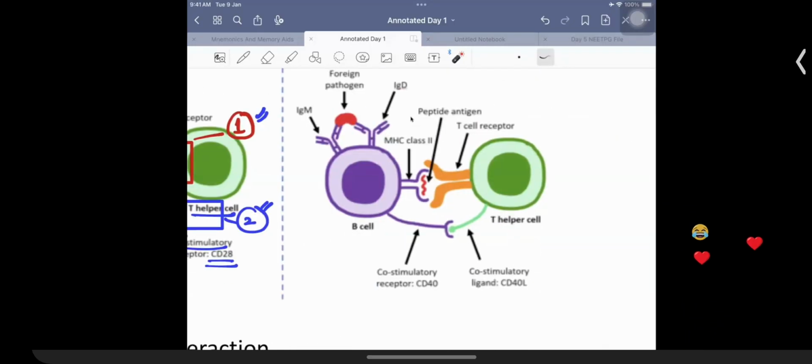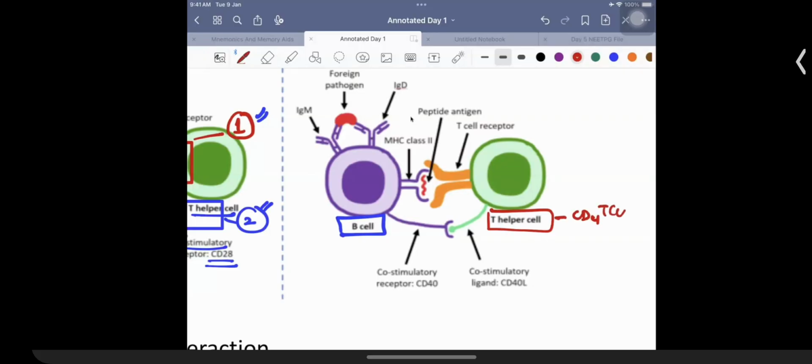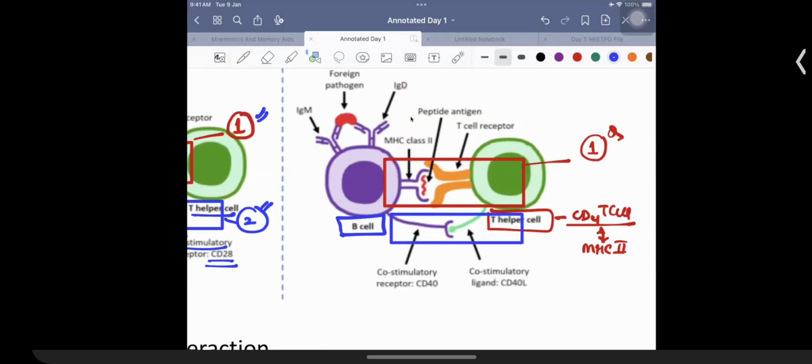Now, in a similar fashion, if I talk about the interaction between B cell and T cell, the B cell is also an example of an APC, and it is also going to interact with the T helper cell. The T helper cell is also given the name of CD4 T cell. CD4 T cell is going to be interacting with MHC2. So this is what I would call the first interaction, the primary interaction. This is the first signal. This is what I would call the second signal. Why is it going to be of importance?